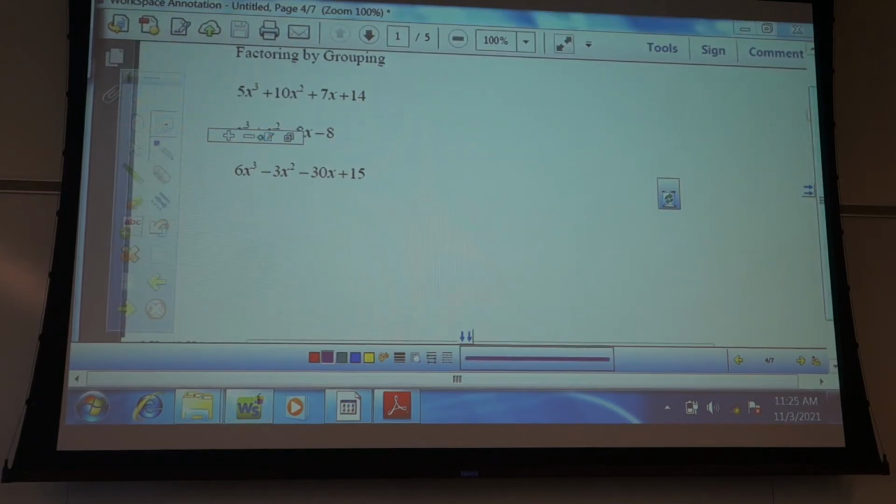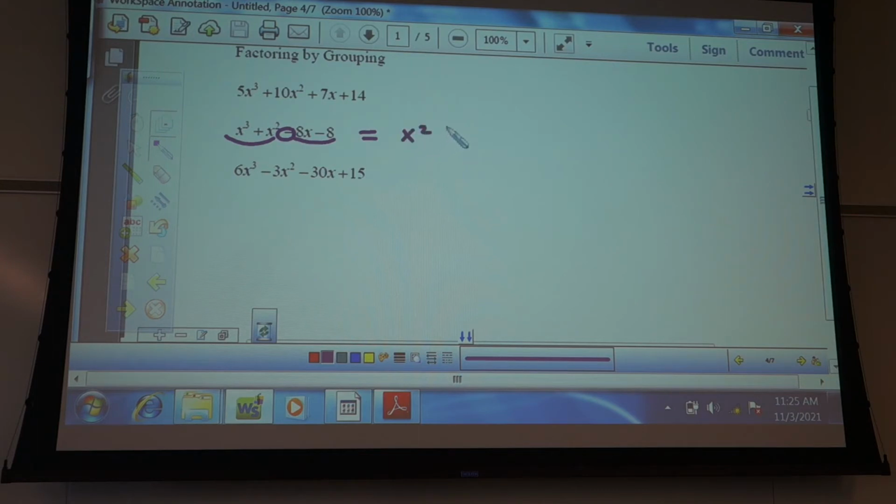All right, so here are the steps. First group, circle the thing in the middle. Second group. What can you factor out of the first group? An x squared. What am I left with? Everyone figure out what I'm left with.